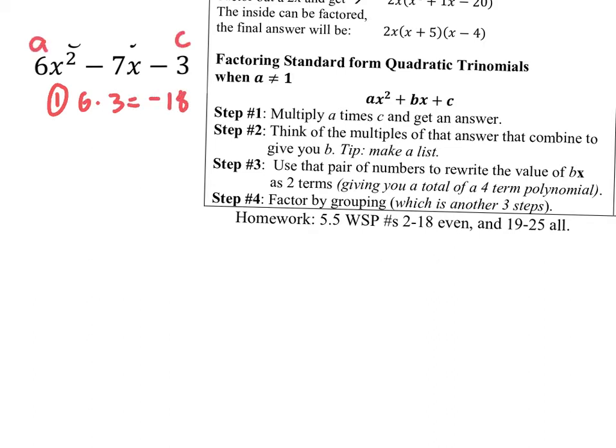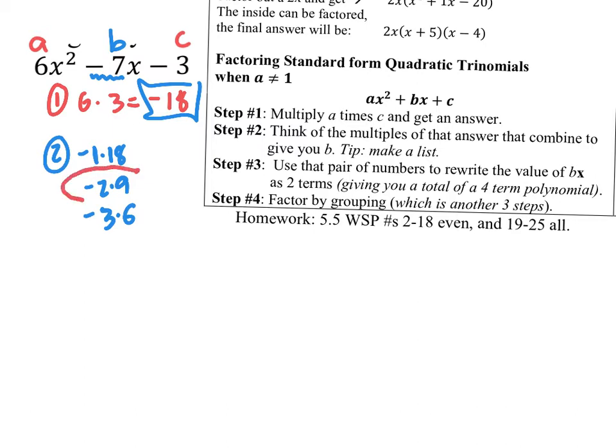A times c. Step 2 is to think of the multiples of this answer, negative 18: negative 1 times 18, negative 2 times 9, negative 3 times 6, negative 4 doesn't work, negative 5 doesn't work. Those are all the possible ways of multiplying two numbers together to give me negative 18. Now, which pair of numbers combines together to give us the middle value b, which is negative 7? That would be the negative 2 and positive 9.